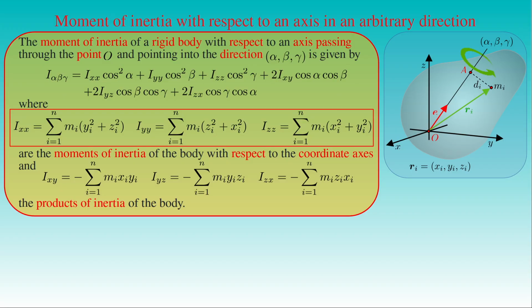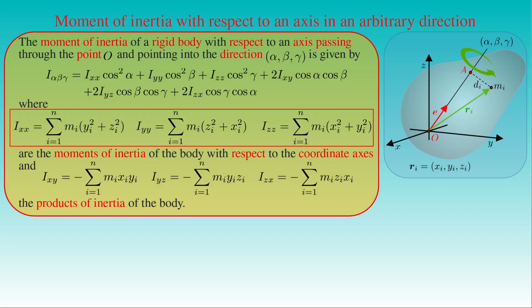Here the quantity I sub xx, given by the sum of mi times the sum of yi squared and zi squared from i equals 1 to n, is the moment of inertia of the body with respect to the x-axis of the coordinate system. The quantity I sub yy, given by the sum of mi times the sum of zi squared and xi squared from i equals 1 to n, is the moment of inertia of the body with respect to the y-axis of the coordinate system. The quantity I sub zz, given by the sum of mi times the sum of xi squared and yi squared from i equals 1 to n, is the moment of inertia of the body with respect to the z-axis of the coordinate system.